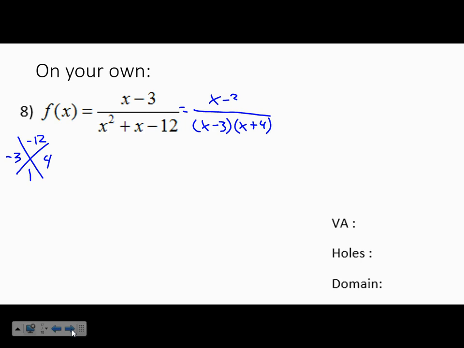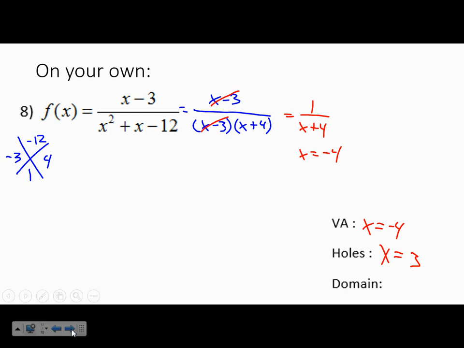On top we have an x minus 3. So we have an x minus 3 on top and bottom, so they cancel. If something cancels, you know it's got to be a hole. x is equal to 3. That's where there's a hole. Then we end up getting 1 over x plus 4. So that means we have an asymptote at x is equal to -4.